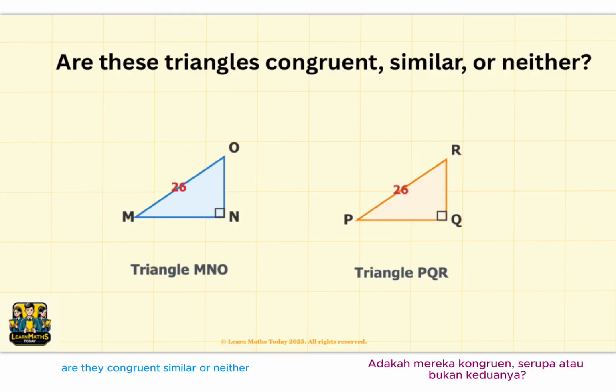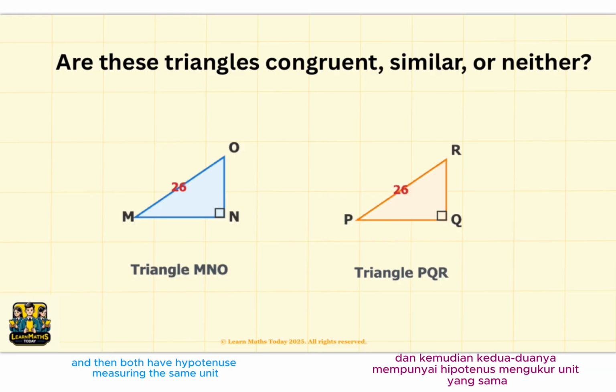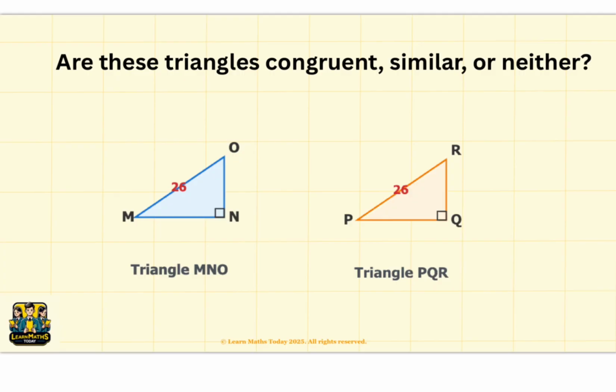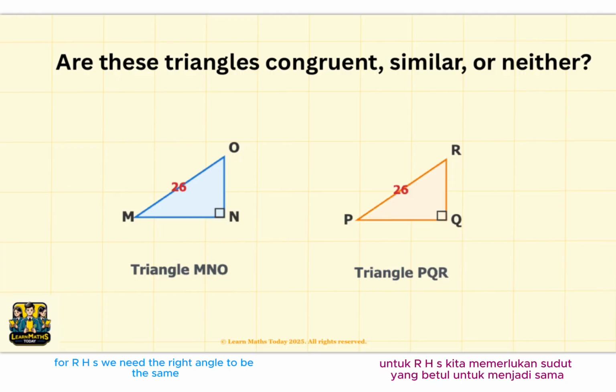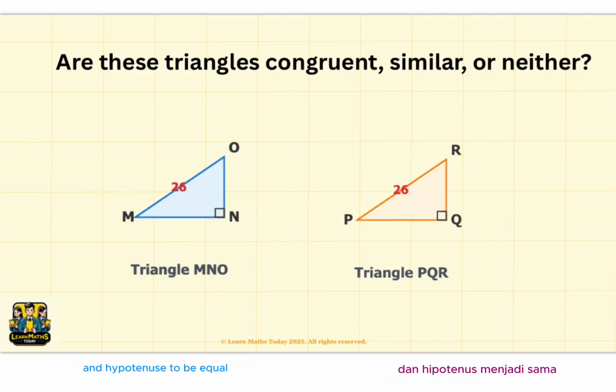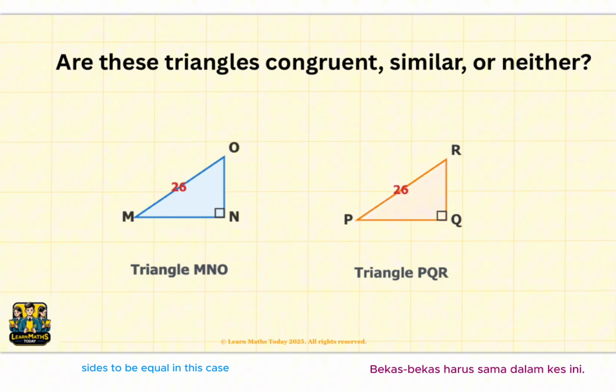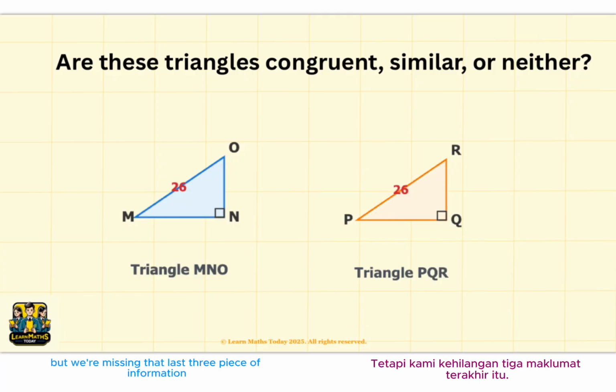How about these two triangles? Are they congruent, similar, or neither? Let's look at them carefully. We notice that both have right angles, and both have hypotenuses measuring the same unit. So your first instinct will probably be to try to use the RHS test. For RHS, we need the right angle to be the same and the hypotenuse to be equal. But we actually also need one other pair of corresponding sides to be equal. In this case, we had the first two conditions met, but we're missing the last piece of information.